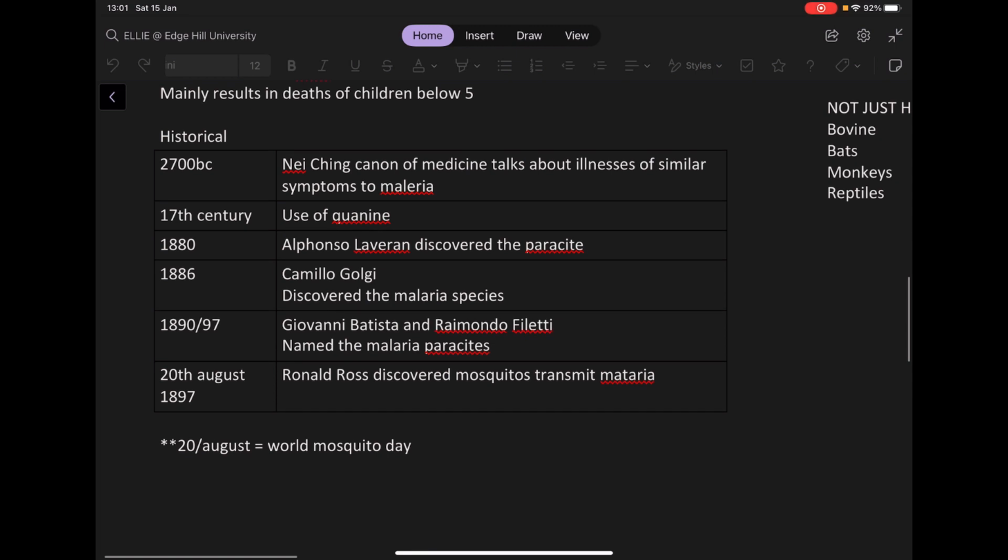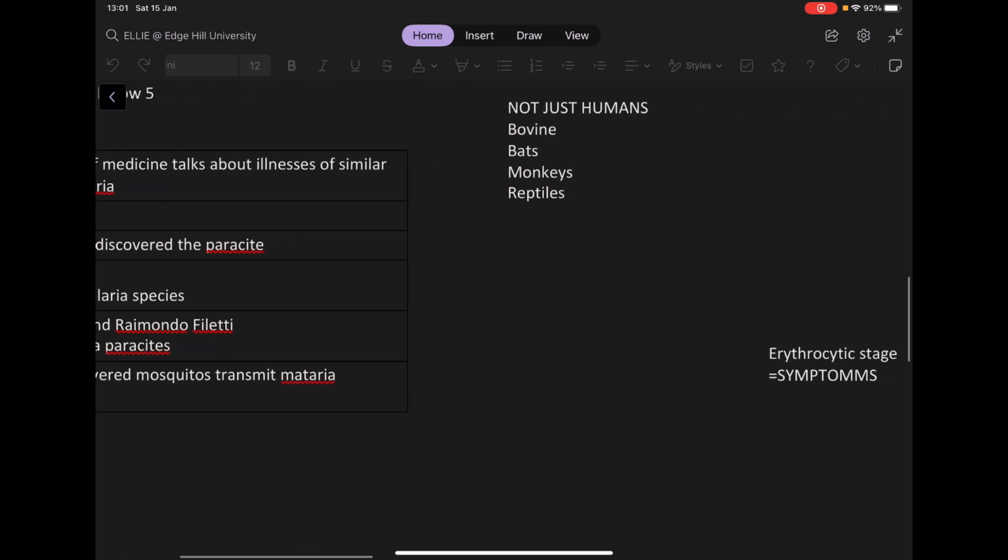But it's been around for a very, very long time. The first documented symptoms of malaria are all the way back in 2700 BC. We can see in the 17th century the use of quinine, which is an anti-malarial treatment. Then in the 1800s, it was discovered that it was caused by a parasite. It was then discovered that there were different species of malaria. The parasite then got named, and then on the 20th of August 1897 it was discovered that it was transmitted by mosquitoes. And because of this, on the 20th of August we have World Mosquito Day.